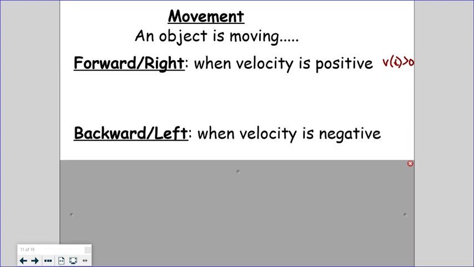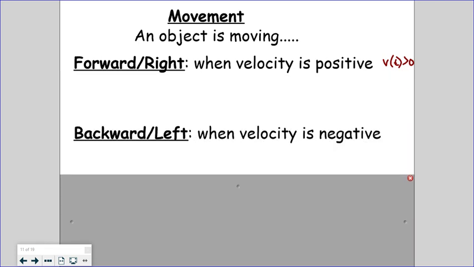When is it moving backwards or left? That's when our velocity function is negative. So again, the mathematical notation for that is less than 0. Okay, so if velocity is positive or bigger than 0, it's moving right; less than 0, it's moving left.